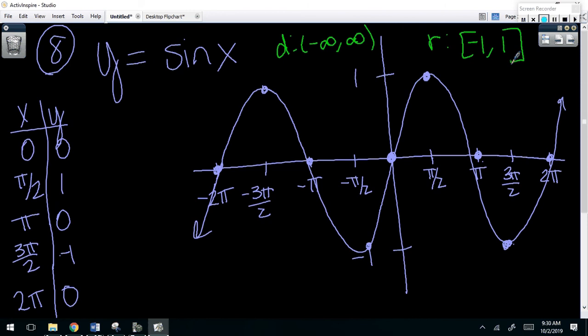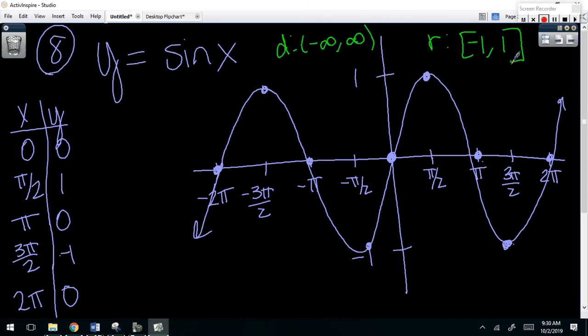Right now, I just want you to know those points. If you can get the first cycle, like the first 0, up, 0, down, 0, you can plot all the rest of the points. You're just going by half pies whenever you do it. I have this in a printout for y'all too. Now, we got domain, we got range.